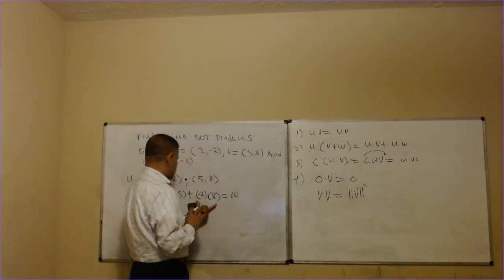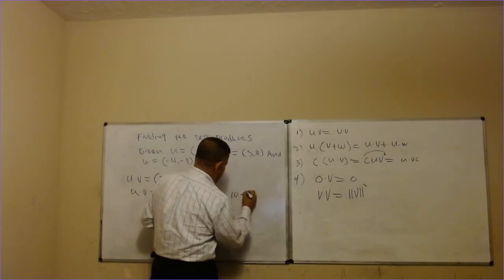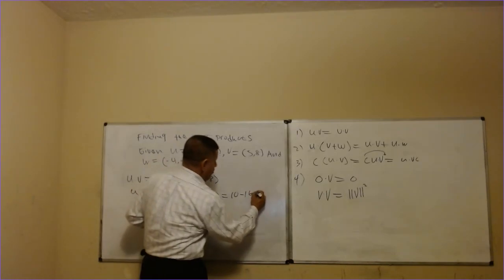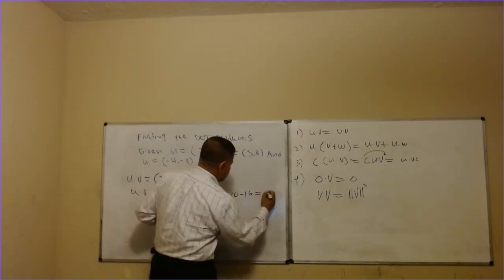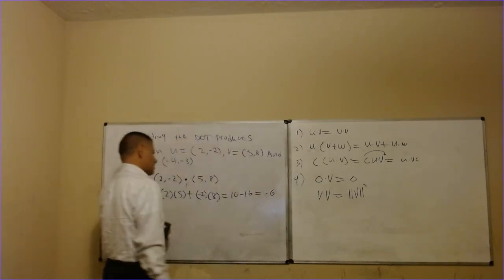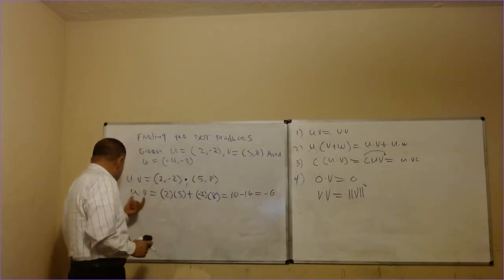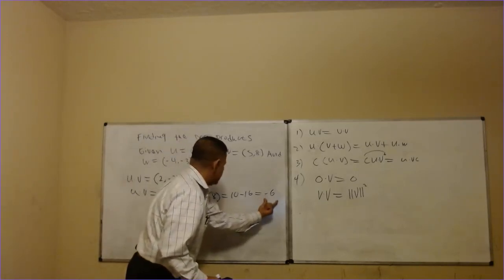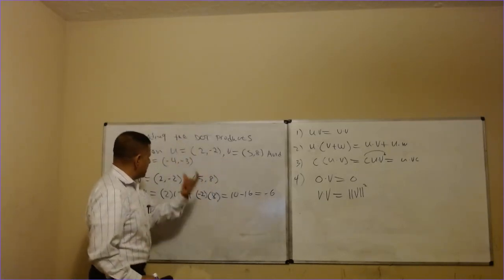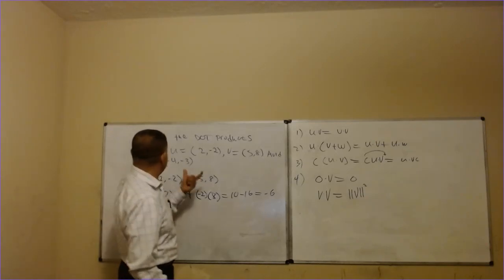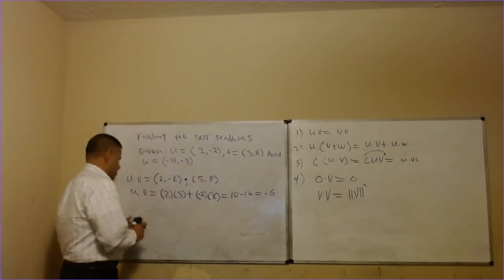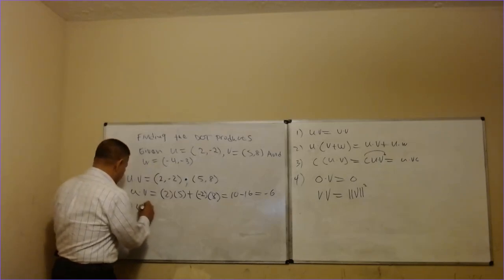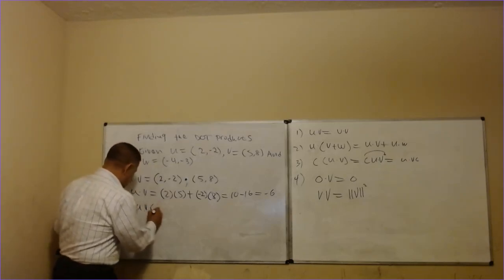Right? This times this is going to be negative 16. We add those together and we get negative 6, right? So that is u dot v. Now I have to use this times the last term, which is this. This is w. So now I have to do u dot v dotted with what?